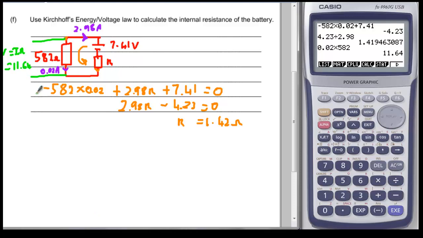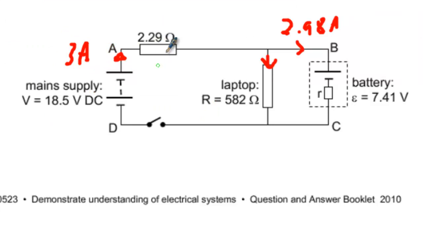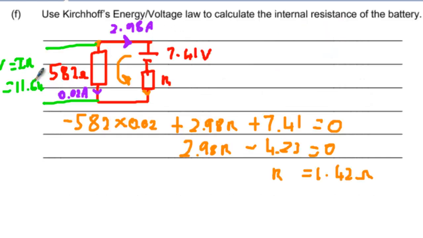You may ask, well, why isn't it the full 18.5? When we look at the circuit over here, there's this 2.29 ohm resistor here, which is reducing the 18.5 volt supply. Okay, so there's 11.64 volts there, so that means there must be 11.64 volts there as well. And so we know that there's 7.41 volts there, so we can ask, well, what's the voltage across this resistor?